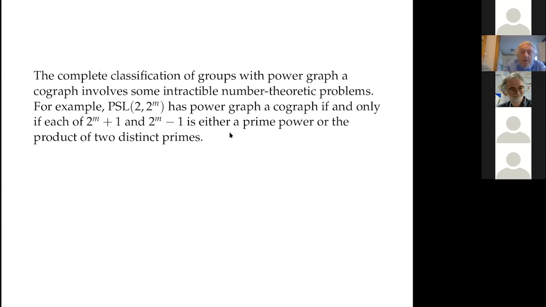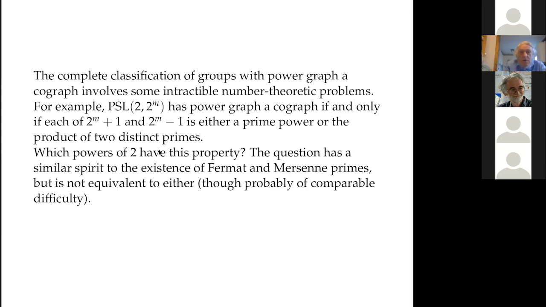Now, remember that thing about the nilpotent groups. There's a cyclic group of that order, and there's a cyclic group of that order. So if the power graph is going to be a code graph, each of these numbers had better be either a prime power or the product of two distinct primes. And which powers of 2 have that property?